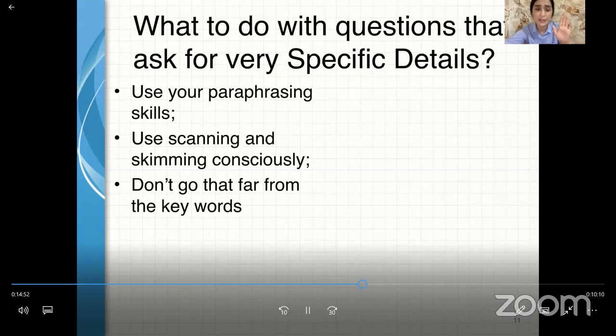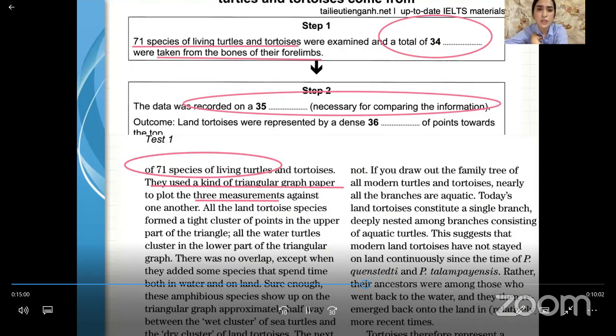We slow down because I told you that the keywords will not be that much far away from the answer. So it says 71 species of living turtles and tortoises were examined, and a total of 2 were taken from the bones of their forelimbs. So how many of a total what were taken? So we understand that we have to write a number followed by a noun in plural, as long as we see the grammar word, right? So I took the keyword 71 species, went to the passage, and I was scanning to find this number. I found it, I circled it, 71 species of living turtles and tortoises.